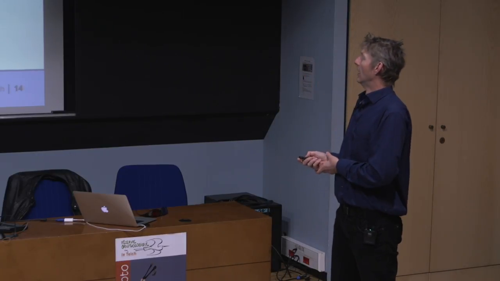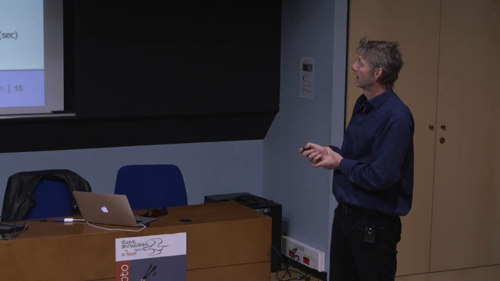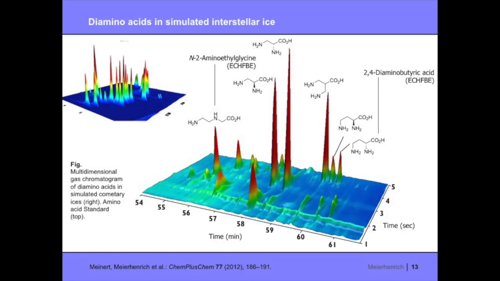Okay. So this is a standard, here again the standard, and now we use this technique to analyze our ice. And using this technique we do not only see 16 amino acids that we saw before, today we see 30 different amino acids in those ices. And here is one part of the chromatogram. This is a gas chromatogram. Again, you trace time as a function of time.